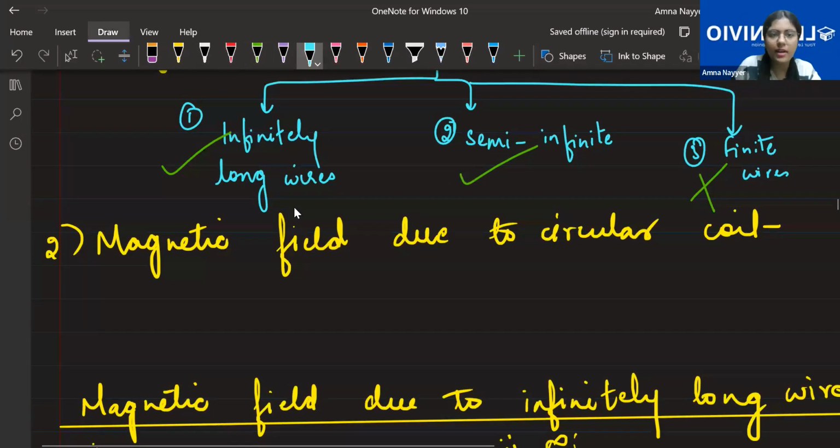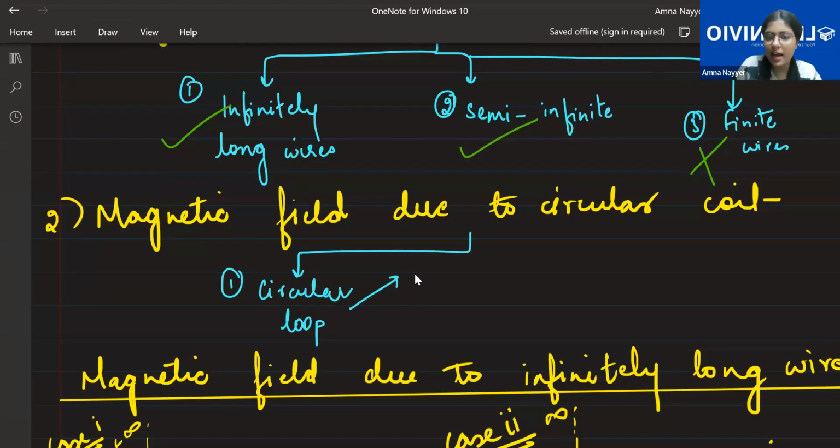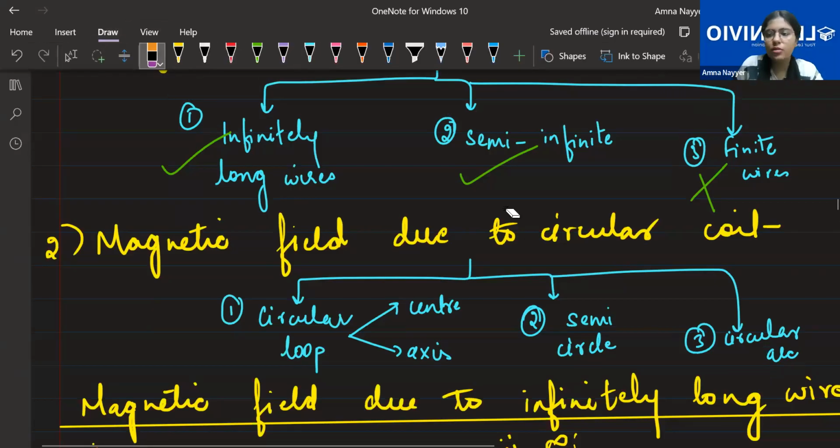And regarding the circular wires, these were straight wires. Here you have three kinds of wires. First is a complete circular loop. Now in a circular loop, you will have to calculate the magnetic field at the center of the circle and at a point on its axis. Second is a semicircular loop, a semicircle. And third is any circular arc. Any circular arc means which is subtending any angle. It isn't fixed. It's not like 0 degree, 180 degree or anything. This isn't fixed.